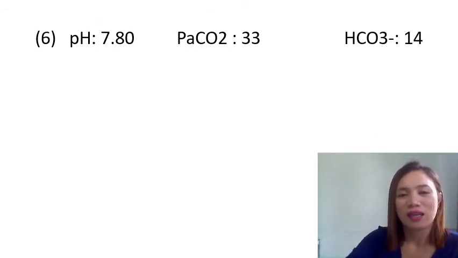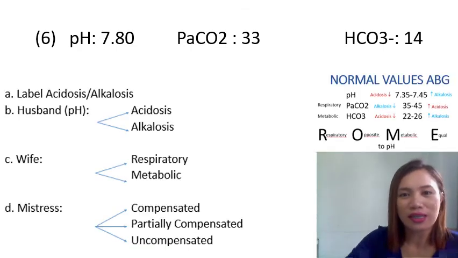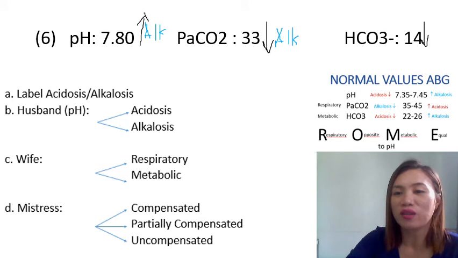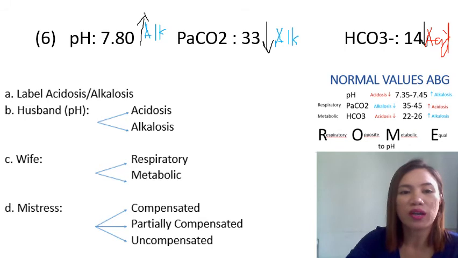Notes out? All right. Label acidosis or alkalosis. pH is increased, carbon dioxide is decreased, your bicarbonate is decreased as well. pH increase is alkalosis. Carbon dioxide decrease is alkalosis. Bicarbonate decrease is acidosis. Okay, we're done with labeling.